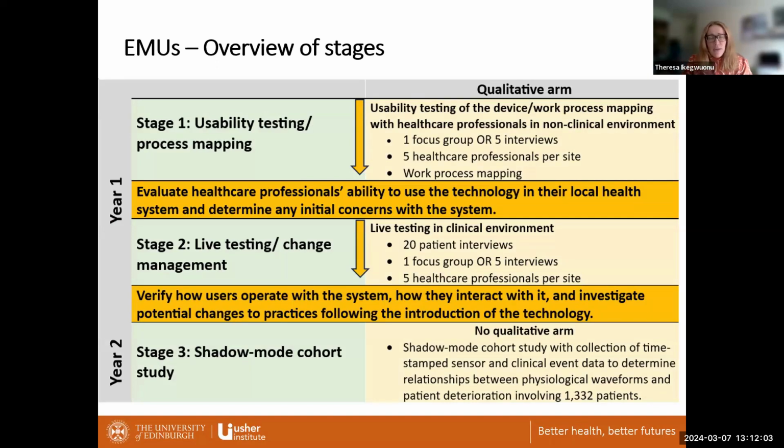For stage 1, the aim is to evaluate healthcare professionals' ability to use the technology in their local health system and determine any initial concerns they may have with the system. So very important for the next stage and for carrying this forward. For that, we are looking to include 5 healthcare professionals per site, ideally in a focus group, 1 or 2 focus groups, depending on if all 5 of them can make the same date. You can also set it up as 2. Or if it's preferred, you could do 5 interviews as well.